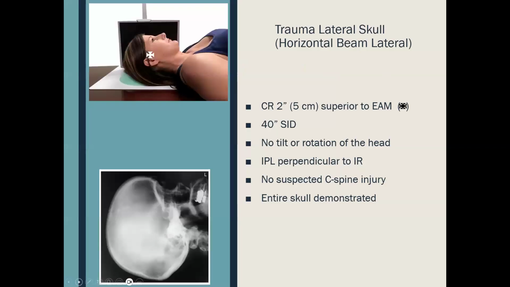Okay, this is the positioning for the trauma lateral skull. Again, the interpupillary line is perpendicular to the image receptor. The head can't be tilted, and you're going to have a horizontal beam. With this procedure, you need to put something underneath the patient's head to lift it off the table so you can get the occipital portion of the skull on these images.